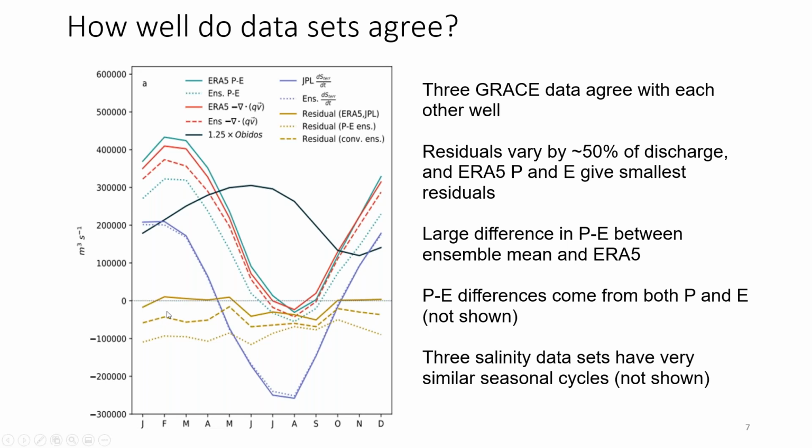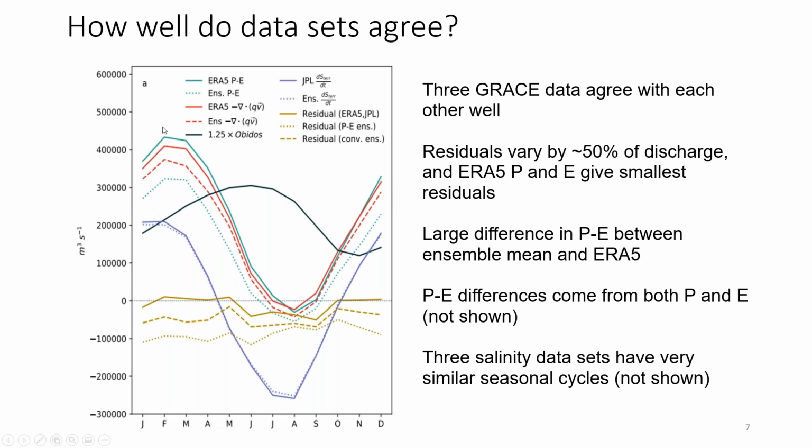Next, we look at the golden lines. Here we show 3 lines. One is the residual based on using the ERA5 precipitation, evaporation, and JPL total storage. And the residual is close to 0. In contrast, if we use the ensemble average of different products, the residual would be the dashed or dotted line. Results are pretty bad. They are far away from closed. In other words, residuals vary substantially. And ERA5 P and E give the smallest residuals.